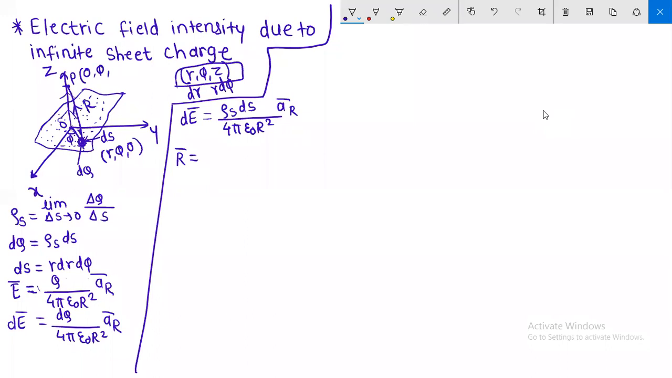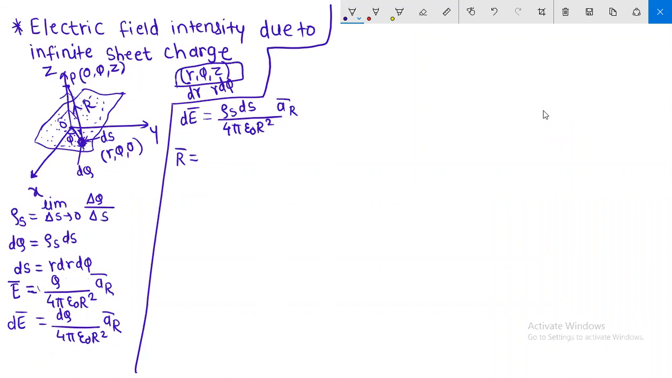And what about the last coordinate z at point P? Z is present or not? Present, because point P is placed on z axis only. So the z point must be present there. Okay. So the coordinates of point P are 0, phi, z. So we are going from this ds to point P. We are finding electric field intensity at point P. So direction is this one.